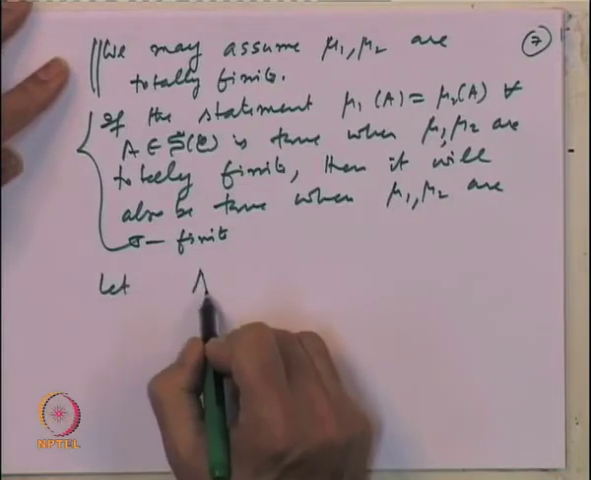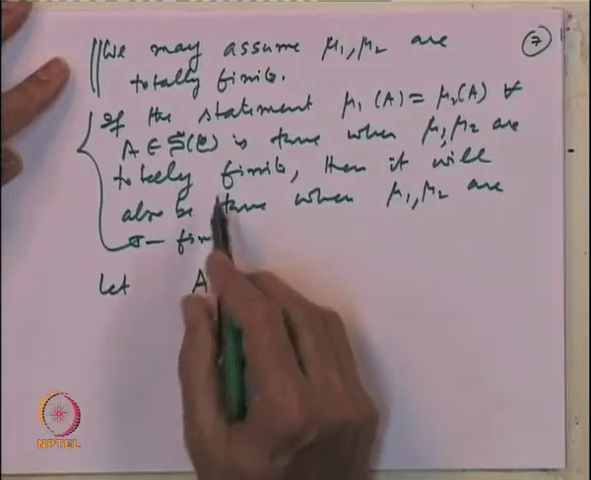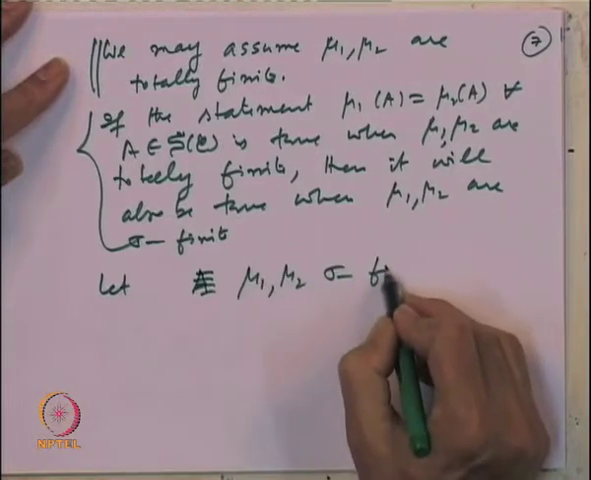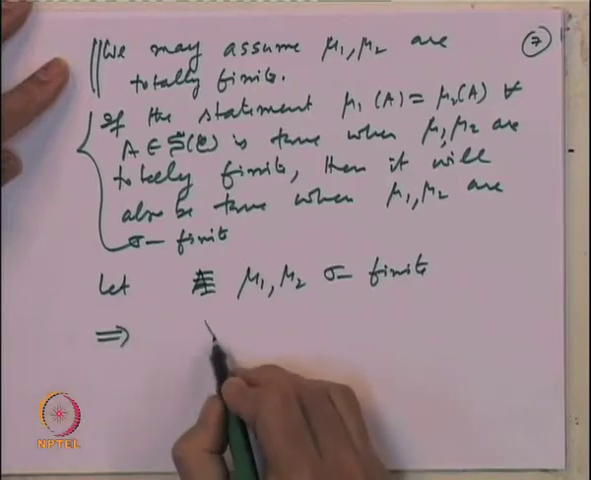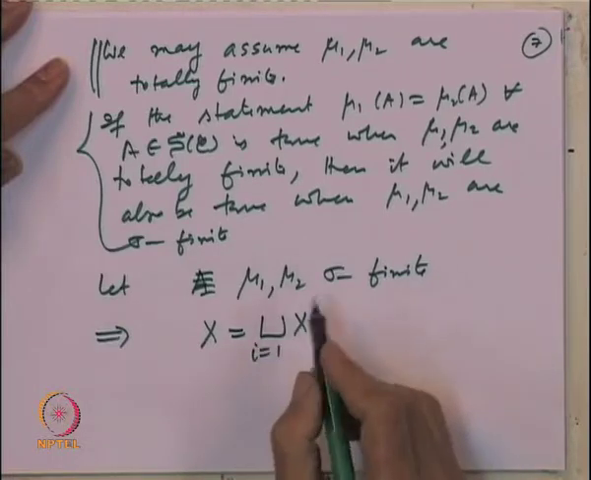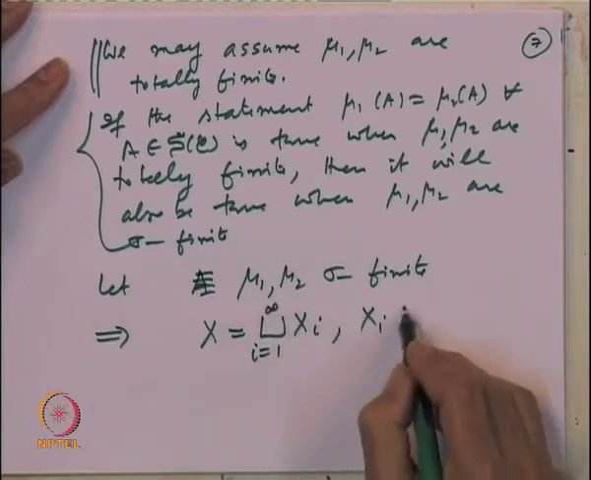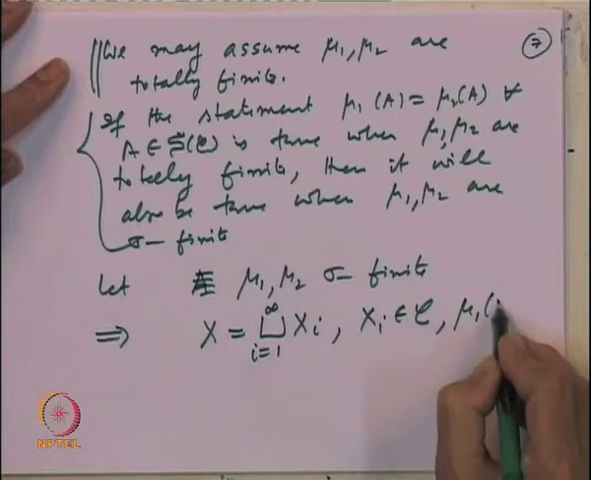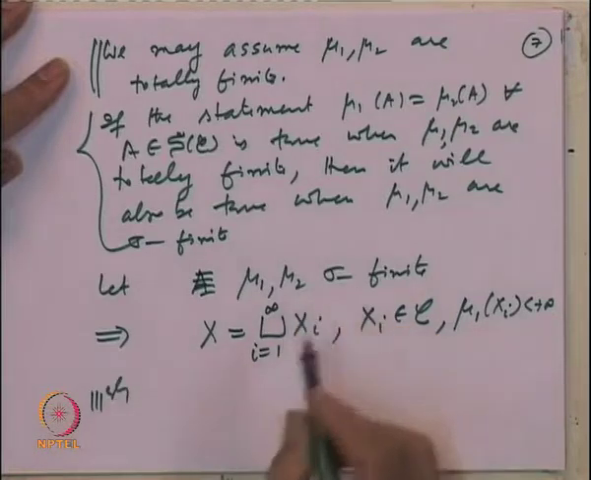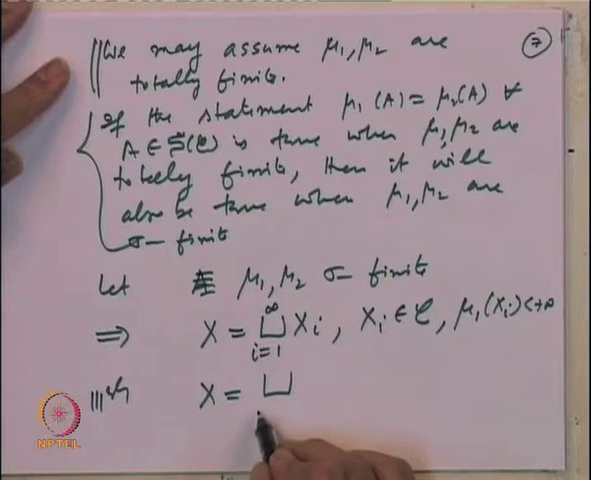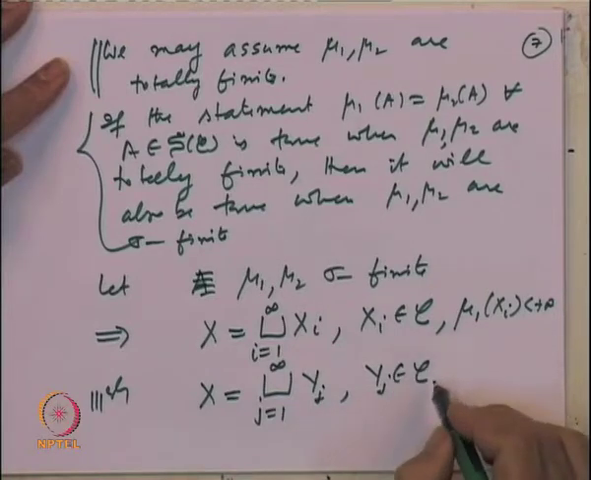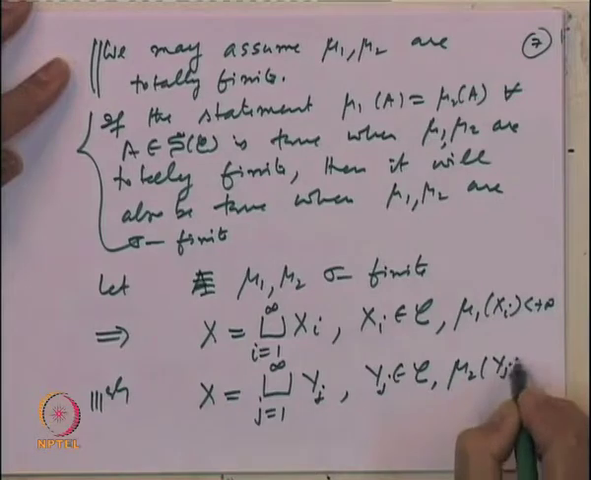So, let us take a set A. What we are given is that mu 1 and mu 2 are sigma finite. Since mu 1 is sigma finite, I can write x as the union of x i's, i equal to 1 to infinity, where the x i's belong to C and mu 1 of each x i is finite. Similarly, mu 2 is sigma finite, so I can write x as the union over j equal to 1 to infinity of y j, where the y j's are subsets in C and mu 2 of each y j is finite.